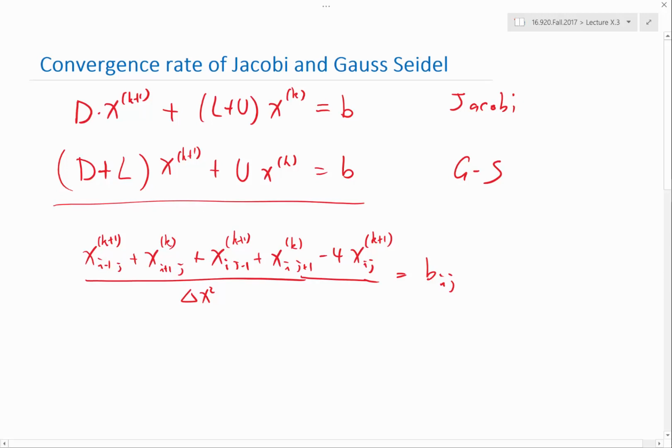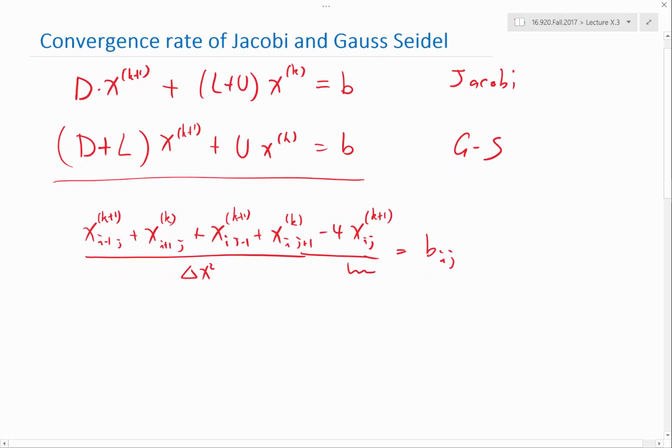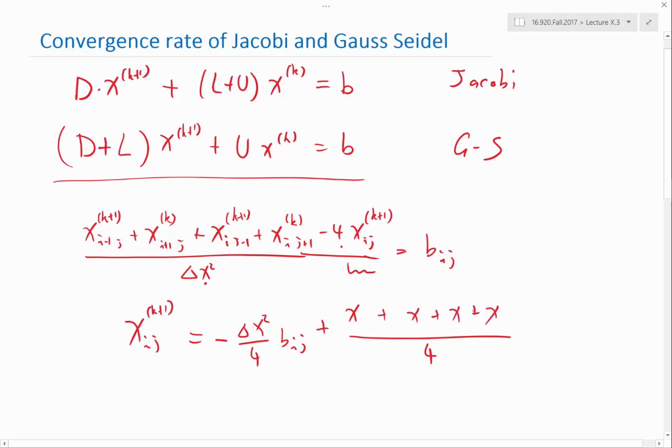In terms of implementation, we just pull this part out to the left-hand side. Everything else is already computed. So the algorithm would be x i, j at k plus 1 is going to be, if you move everything to the right-hand side, b becomes minus delta x squared over 4, since I'm basically dividing this out, times b i, j, plus just the 1 over 4 of all the x components of the neighboring grid points: i minus 1, j; i plus 1, j; i, j plus 1; i, j minus 1.